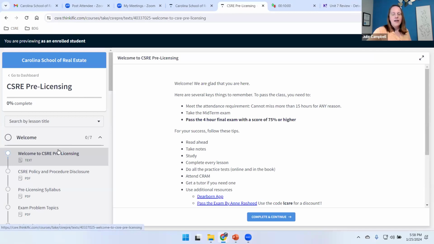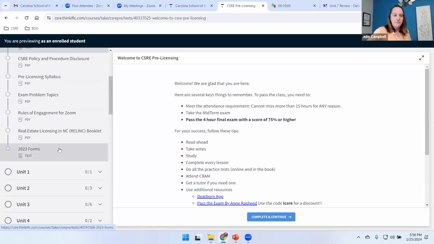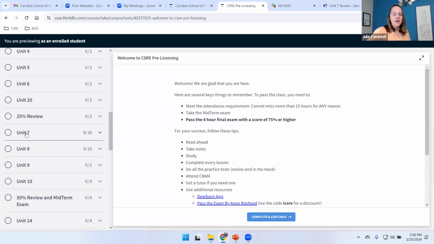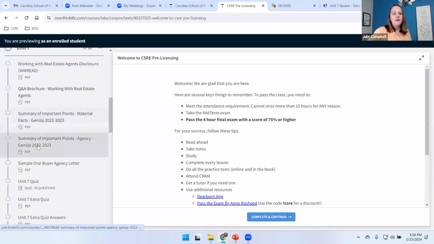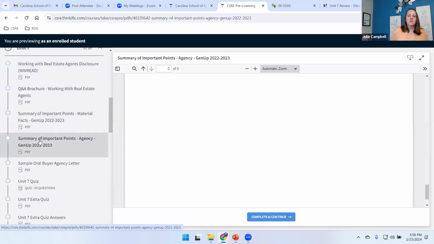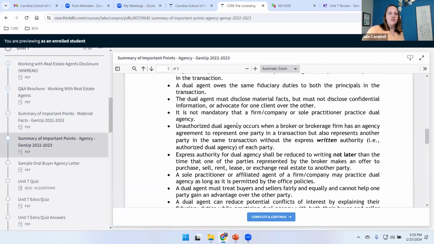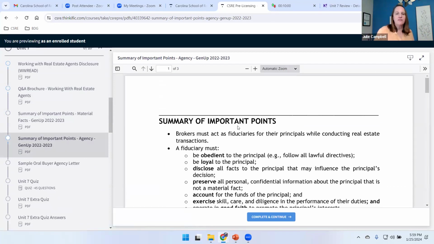I am in the online learning system. And if we look in the Unit 7 material, remember we saw those summary of important points for material facts? We also have a summary of important points for agency. So again, most of what we've talked about is put in a nice, neat bullet point outline for you.